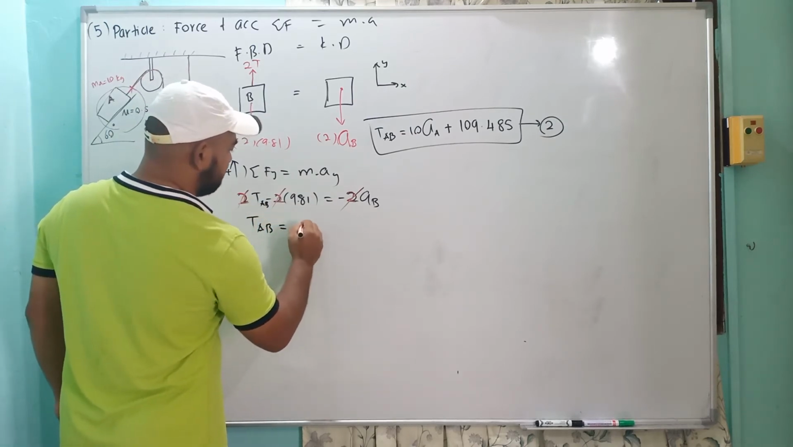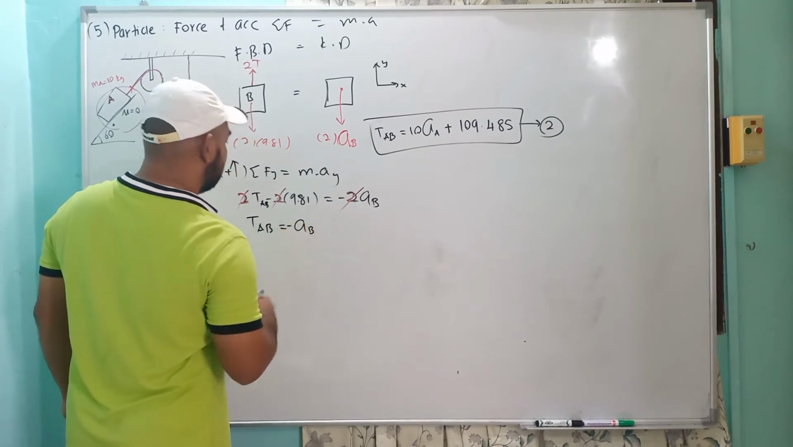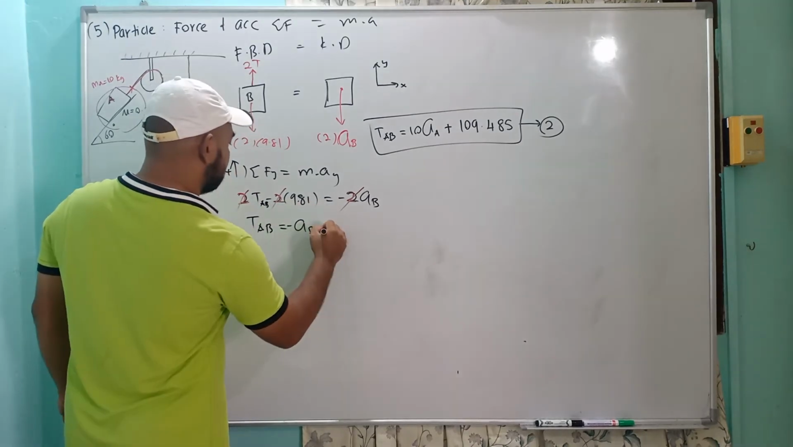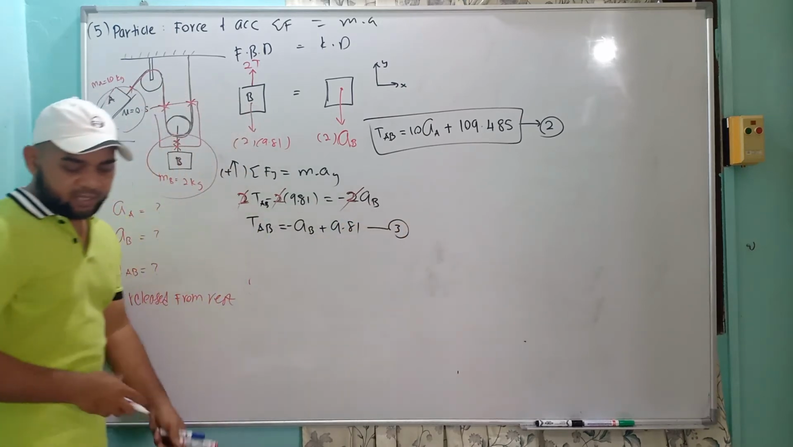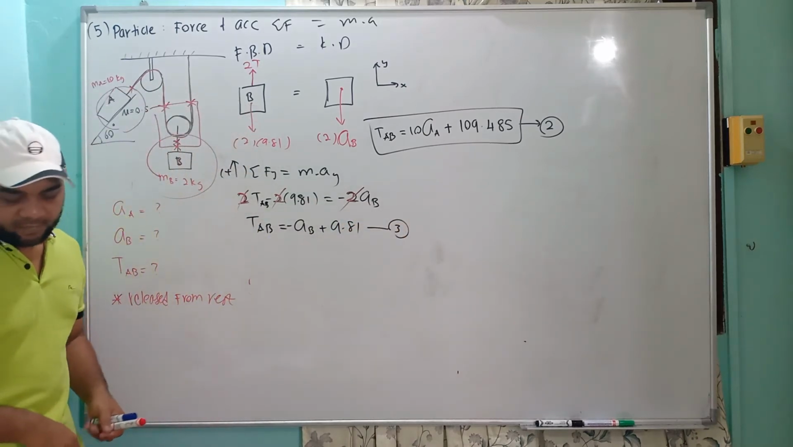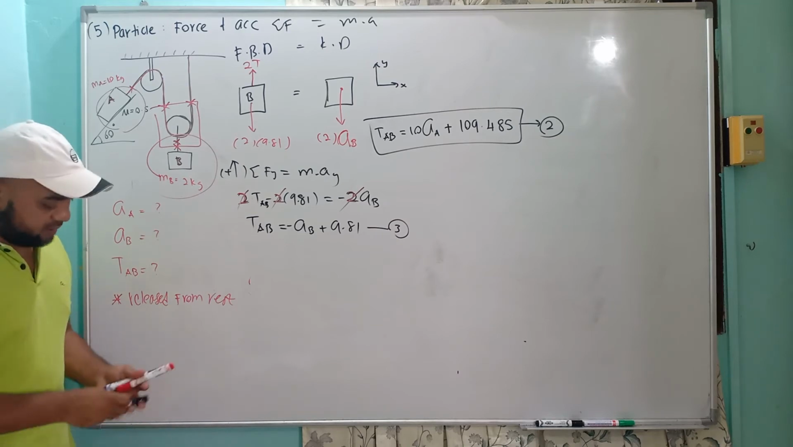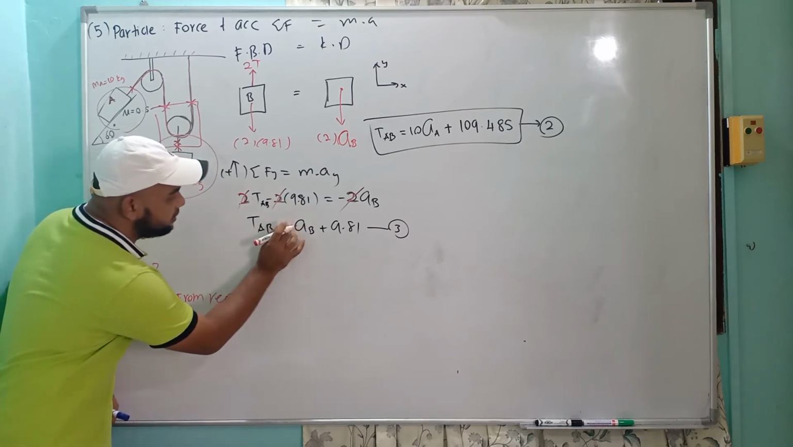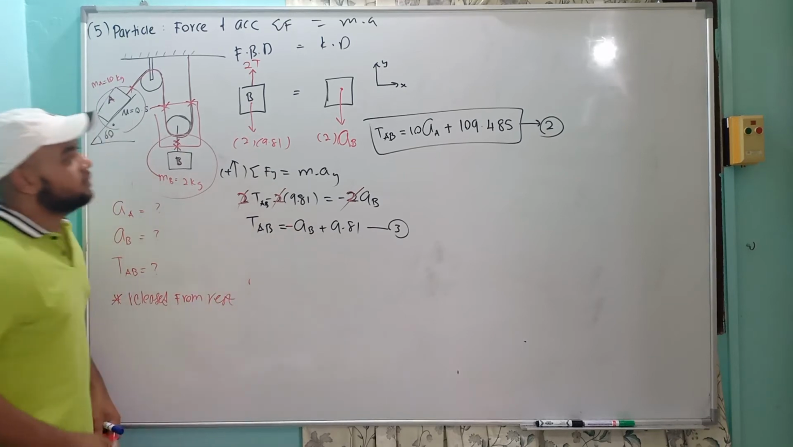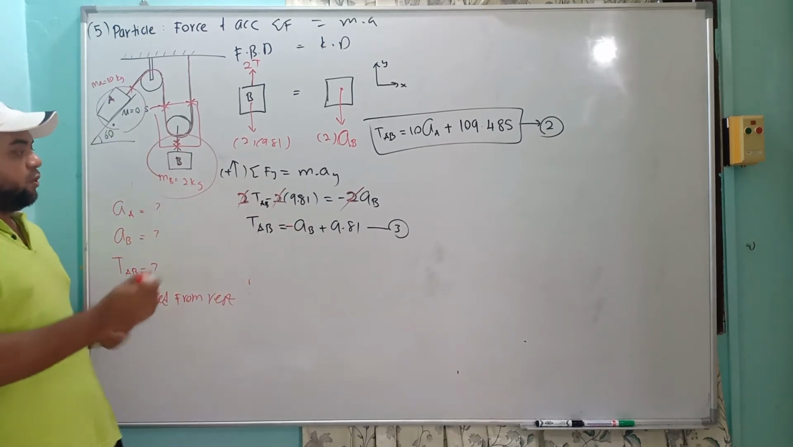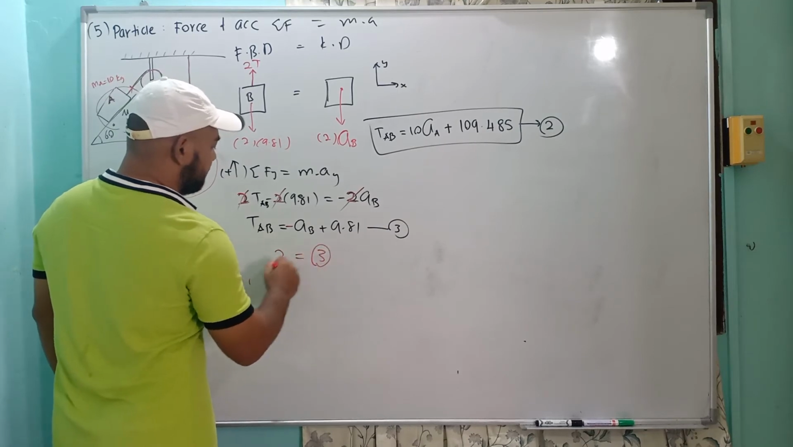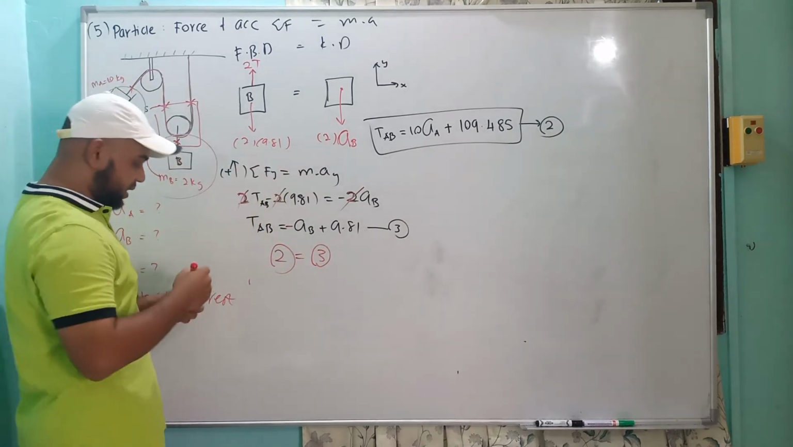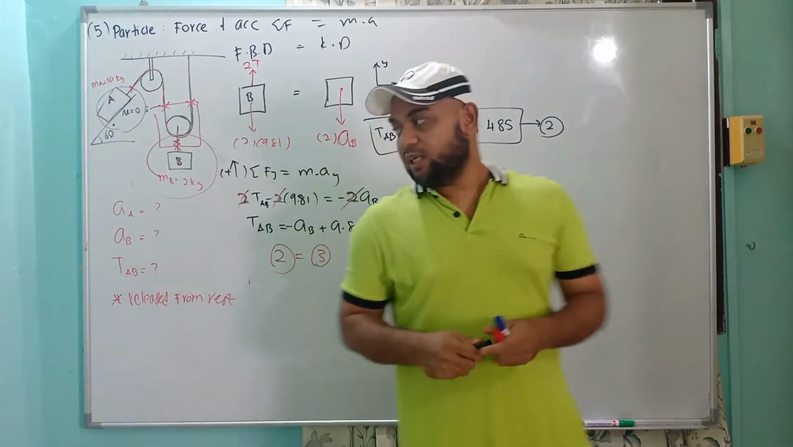TAB equal to minus AB. This is minus, so plus 9.81. Equation number 3. Okay, so I will put equation 2 equal to 3, because we have TAB and TAB. So 2 equal to 3.